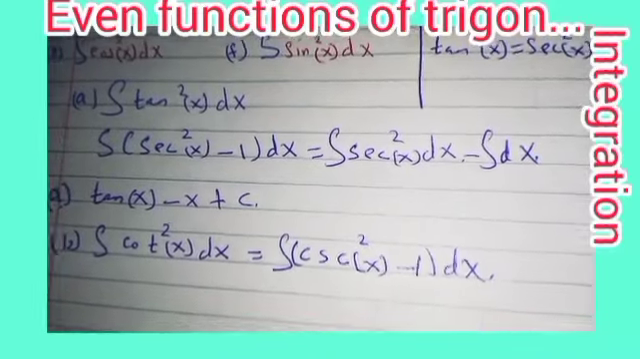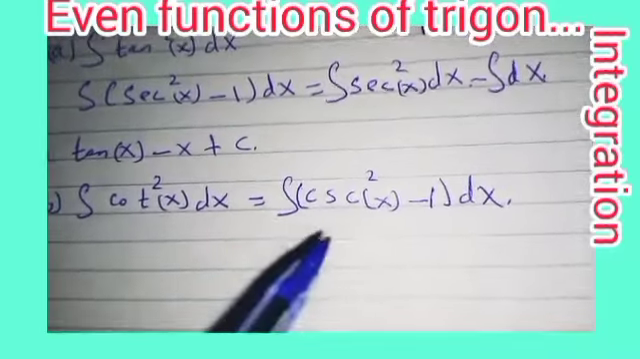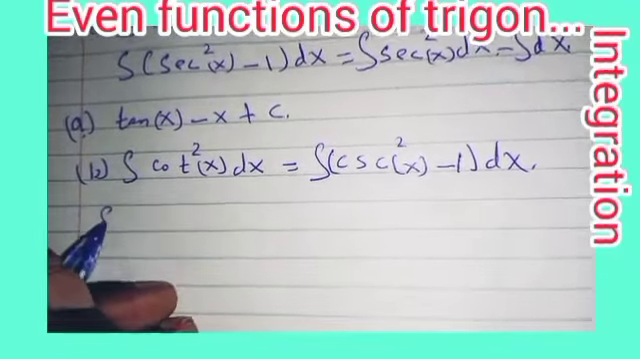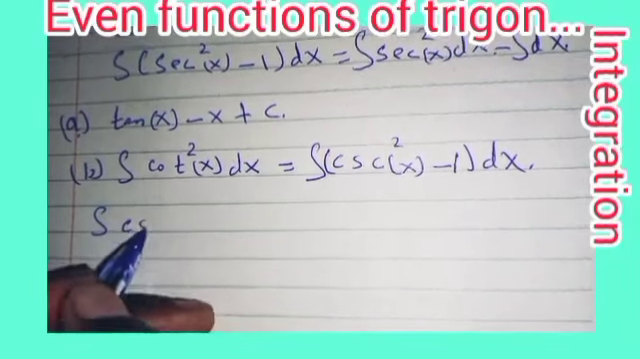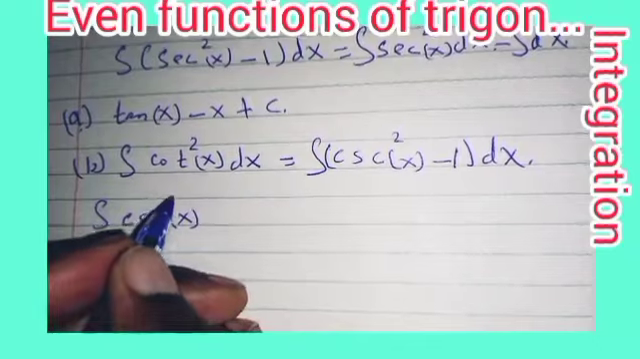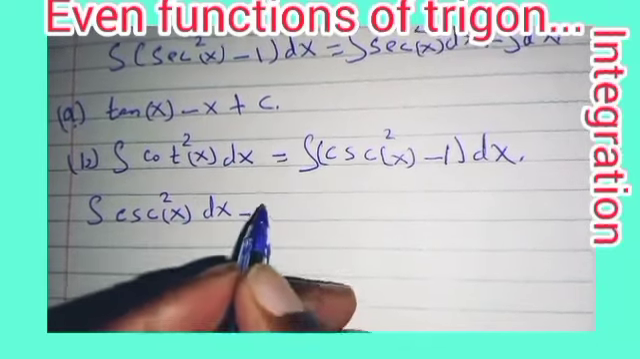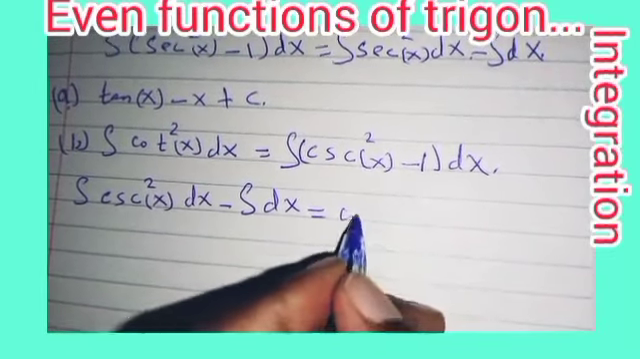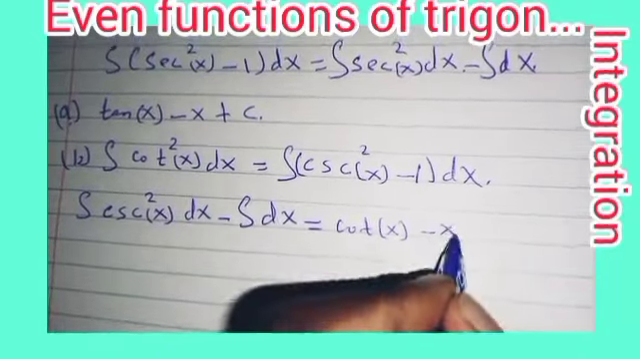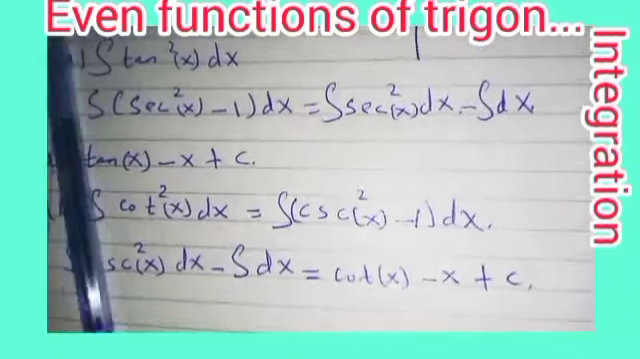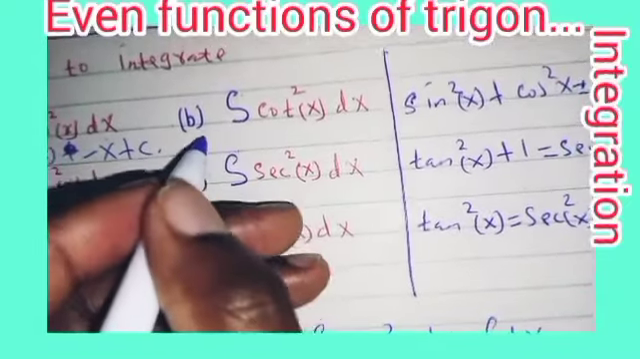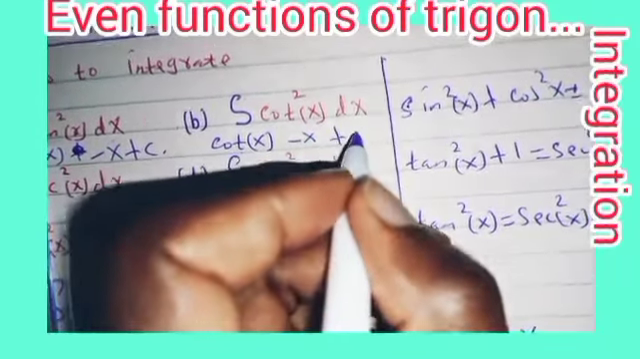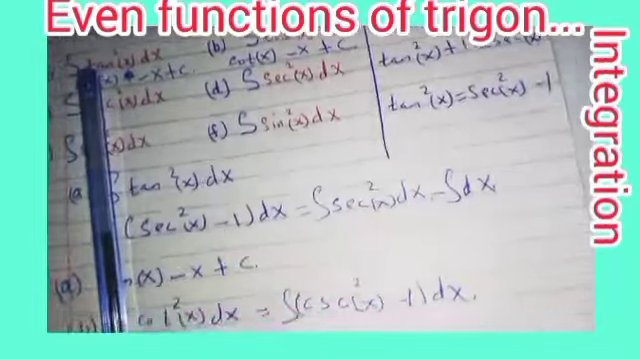There is also a full video in which I have shown how we obtain all these identities. Then we distribute the integral sign. So the integral of cosec squared x dx minus the integral of dx. The result will give you cot of x minus x plus constant c. So we can clearly write here that the result is cot of x minus x plus constant c. So we are doing well.